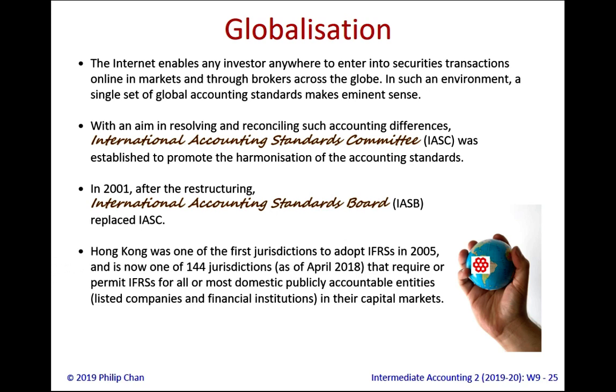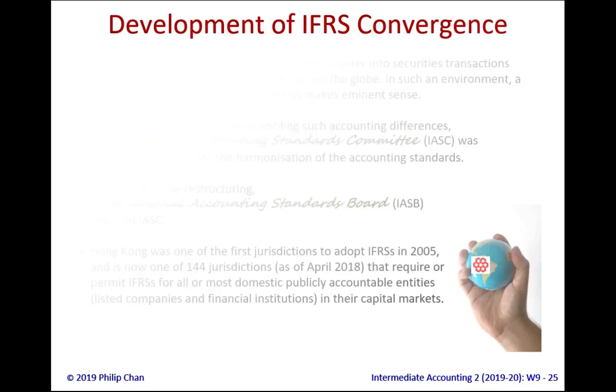So Hong Kong was one of the first jurisdictions to adopt IFRS back in the year 2005, and now we are one of the 144 jurisdictions as of April 2018 that require or permit IFRS for all or most domestic publicly accountable entities in their capital markets, listed and even financial institutions. All right, okay, let's move on.